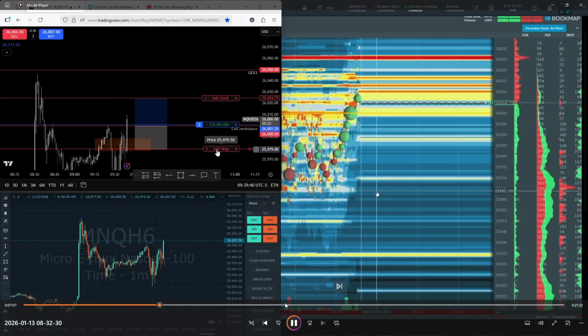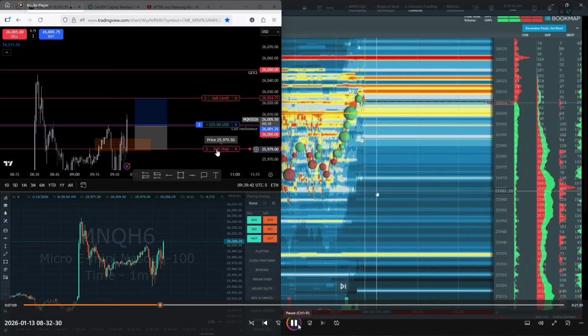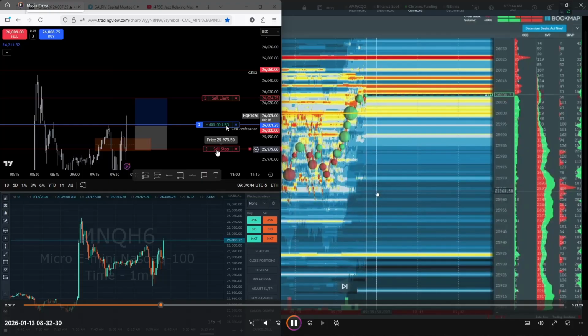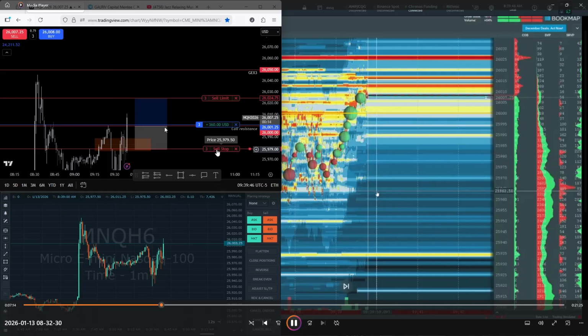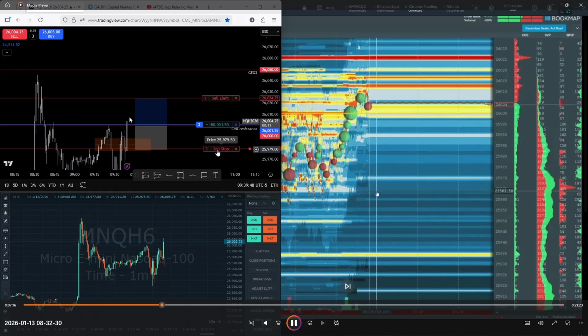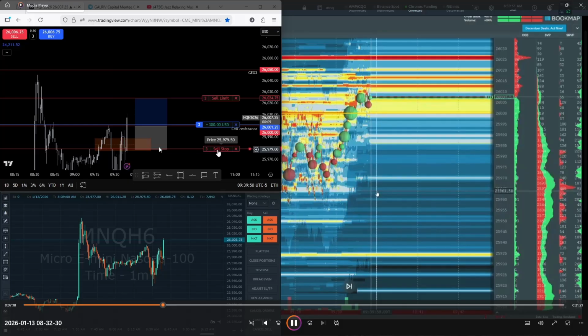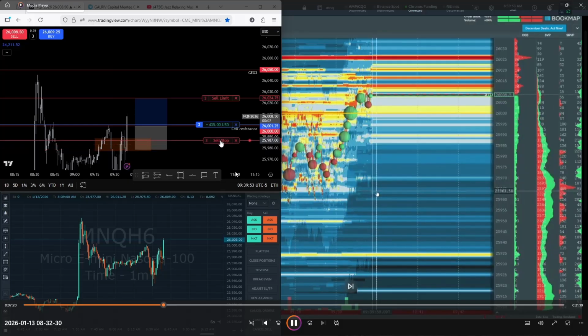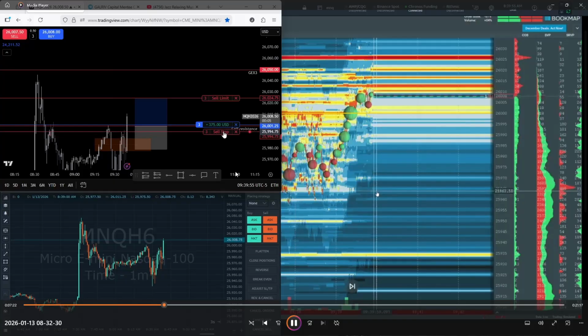Now all I'm waiting for is for price to make a new high, to create a new candle right here, the new 1 minute, and then make a low, and so I can trim my stops. That's all I'm waiting for. Check this out. Check this out.